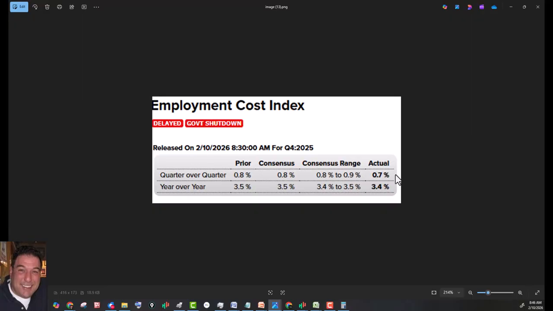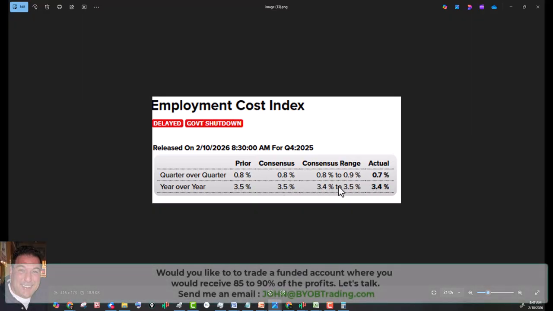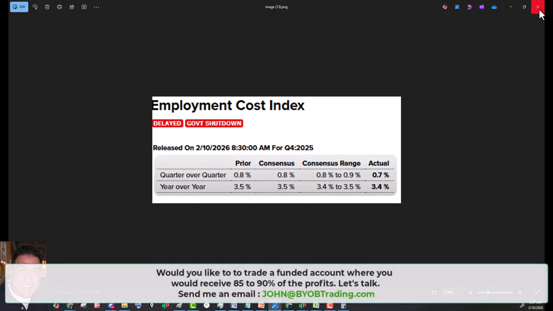All right, employment cost index. Looking for a range of 0.08 to 0.09. So employment cost went down. Well, that's a very good thing for companies if the cost of labor for them went down. All right, year over year, 3.4, right in line. Okay, that's employment cost. So I would say that would be good for business, not so good for consumer.